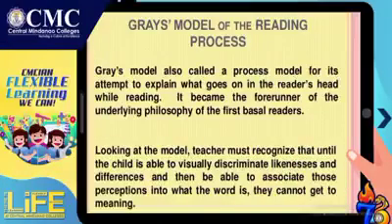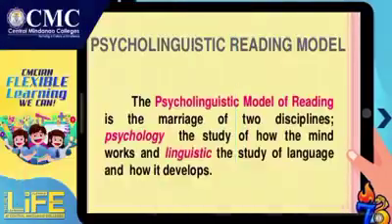Next, let's discuss Gray's model of the reading process. Gray's model, also called the process model for its attempt to explain what goes on in the reader's head while reading, became the forerunner of the underlying philosophy of the first basal readers. Looking at the model, teachers must recognize that until the child is able to visually discriminate likenesses and differences, and then be able to associate those perceptions into what the word is, they cannot get to meaning.